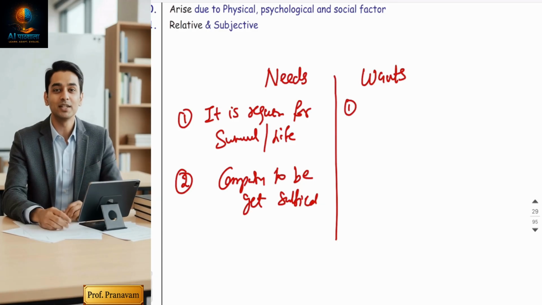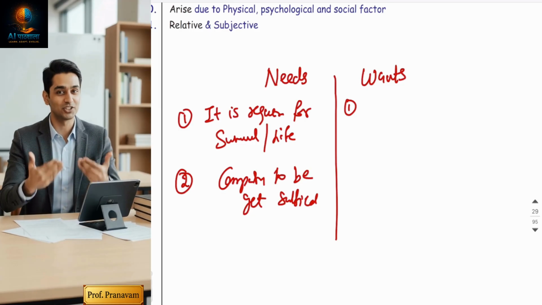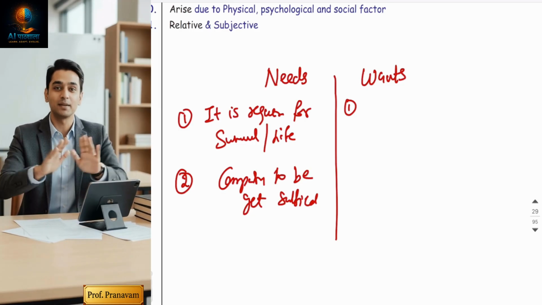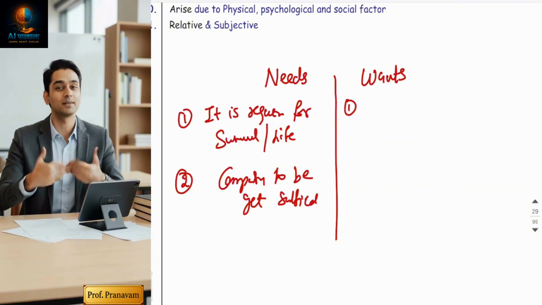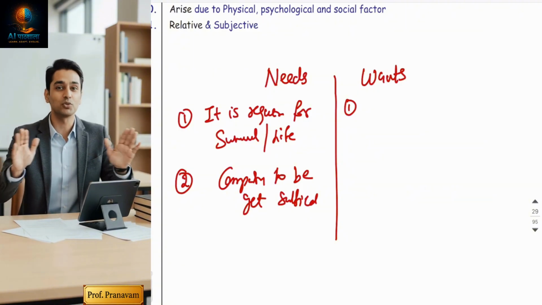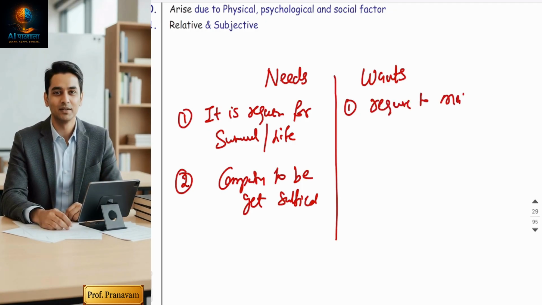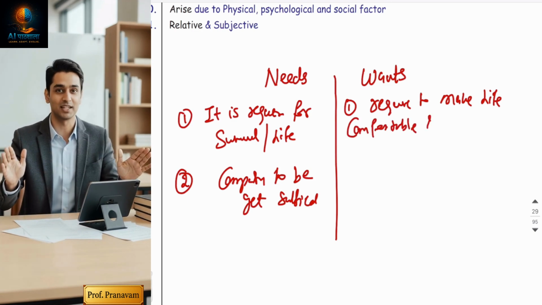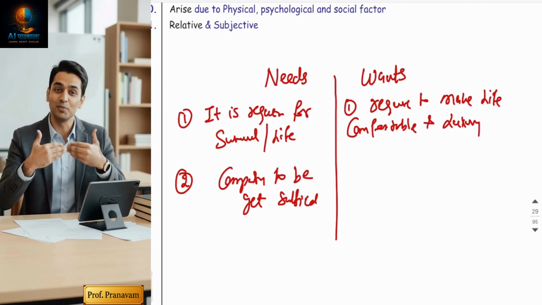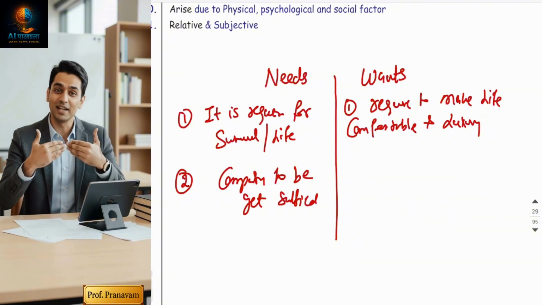Wants are something beyond needs. Wants are those demands which I don't need for survival or existence. I need them to make my life comfortable and luxurious. So wants are those demands which are required to make life comfortable and luxurious. Yes guys, comfortable and luxury.